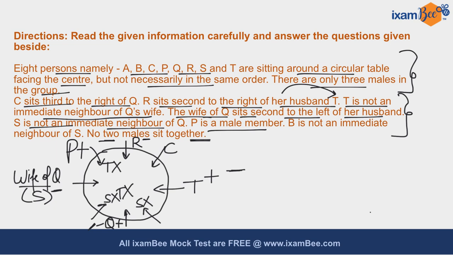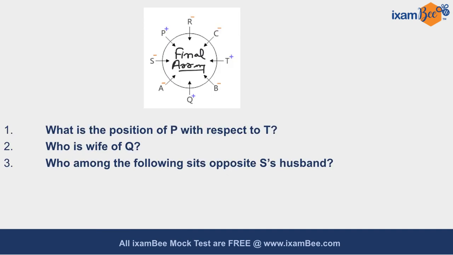Now it is given to you that B is not an immediate neighbor of S, so I can place B over here. Also, I know that no two males sit together, so the gender of B is female and the remaining person left out is A, and the gender of A is also female because we know that two male persons cannot sit together. So this is our final arrangement, and basis on this, let us answer some questions. Basis on this arrangement, let's answer some questions.